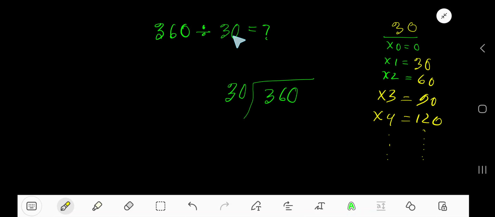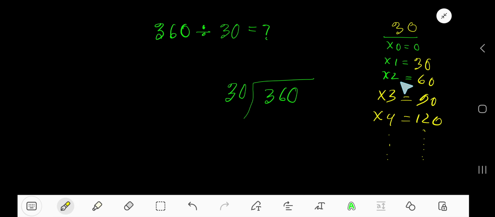360 divided by 30. Here 30 is a divisor, so we need the multiplication table of 30. 30 times 0 is 0, 30 times 1 is 30. Just add 30 to the previous step. 0 plus 30 is 30. Then 30 plus 30 is 60, which is 30 times 2 equals 60. Then 60 plus 30 is 90. That is 30 times 3, 90.